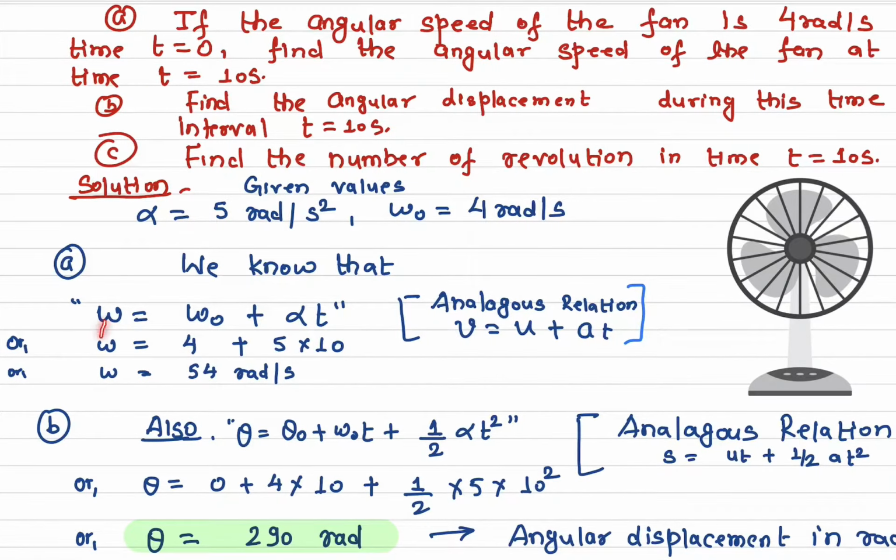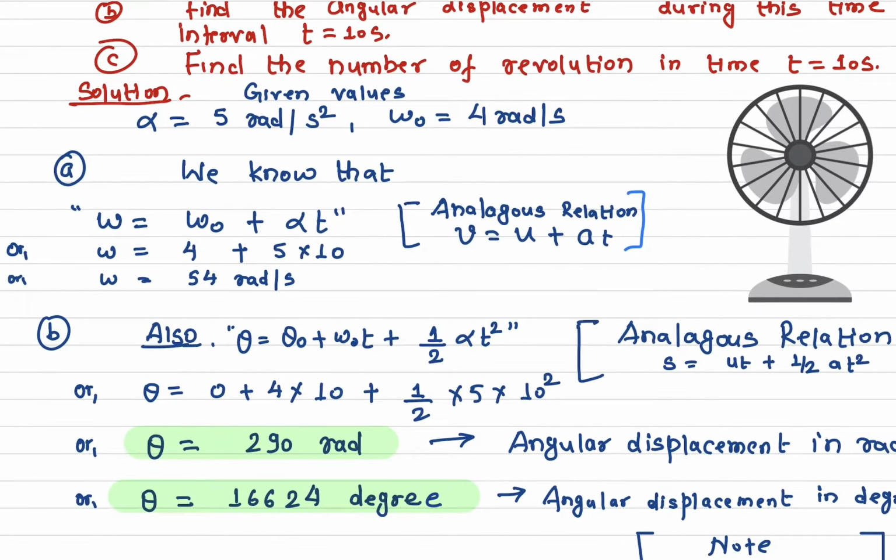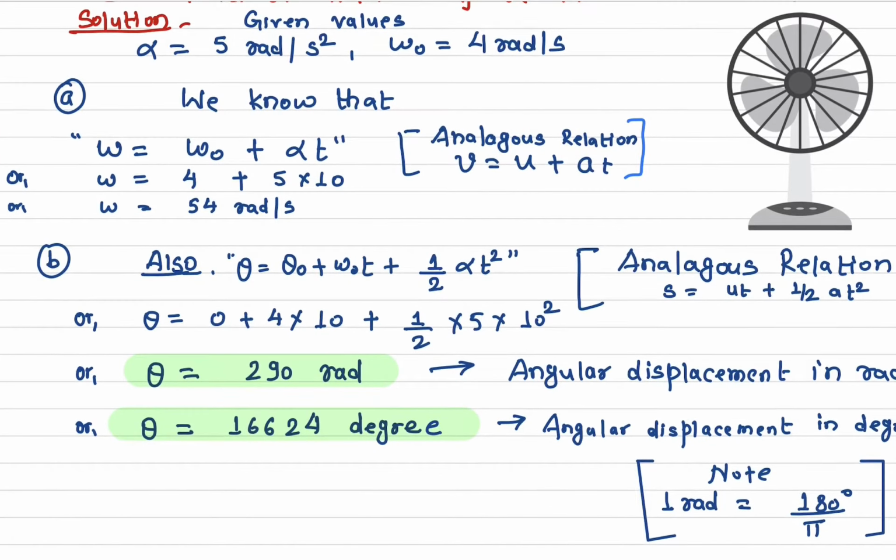So omega naught is given as the initial angular speed, which is 4. Always keep the unit of omega naught as radian per second. The alpha is given, which is 5, and we have to find out at the time t equals 10 seconds. That means the angular speed is 54 radian per second. Now we need to find out the angular displacement. The angular displacement is just like the linear distance traveled in linear dynamics or linear motion.